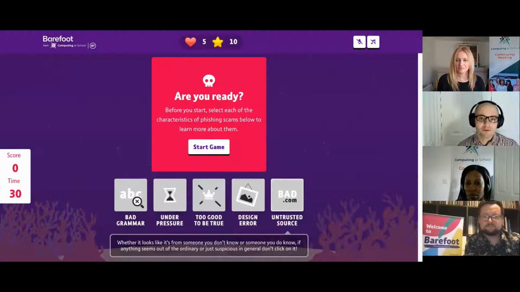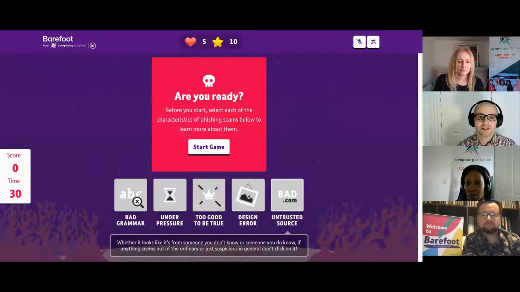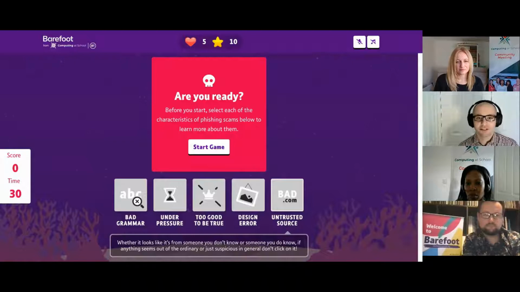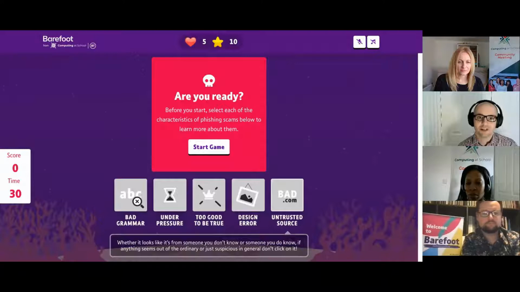So within the Barefoot materials, we've got 8 games that children can use both at home and at school. And a lot of these focus on computational thinking. And the one I'm going to show you today allows children to learn all about phishing. The game's called The Fisherman, and it teaches them about phishing scams, messages they might receive that mean that people try and steal their personal information. And it does this through training them up in a game-like environment.